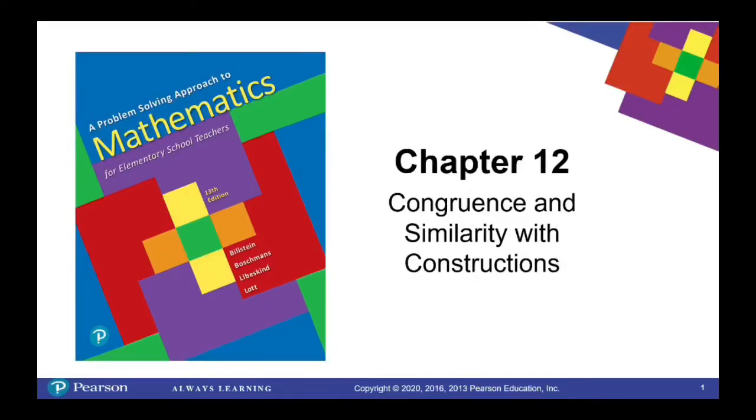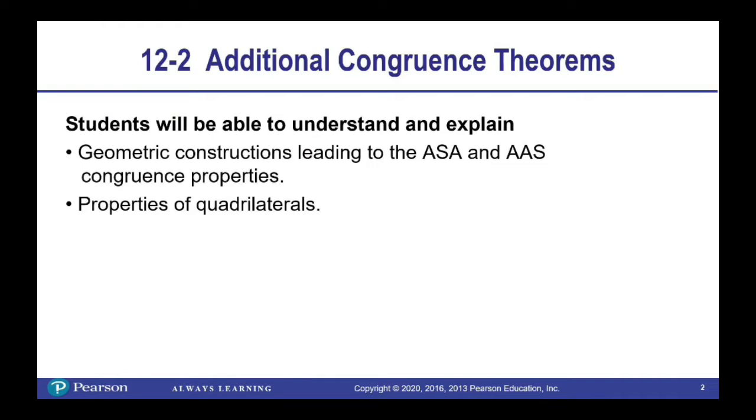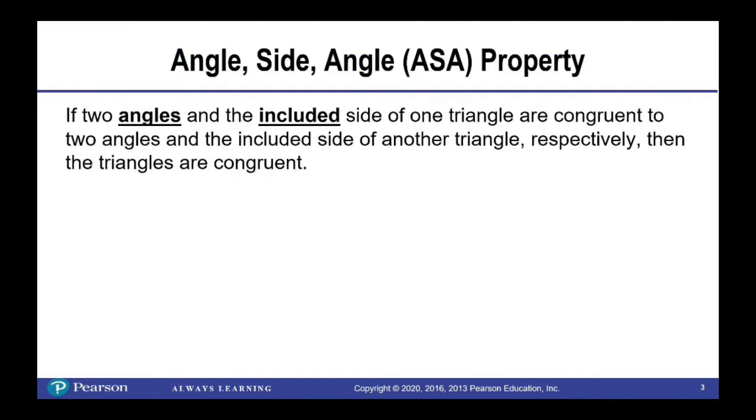Welcome back to Geometry, Measurement, and Probability. In this section, section 12.2, we will continue talking about congruence for triangles. So let's get started. In our last section, we talked about side, side, side, and we also talked about side, angle, side. In section 12.2, we look at two more congruence theorems for triangles.